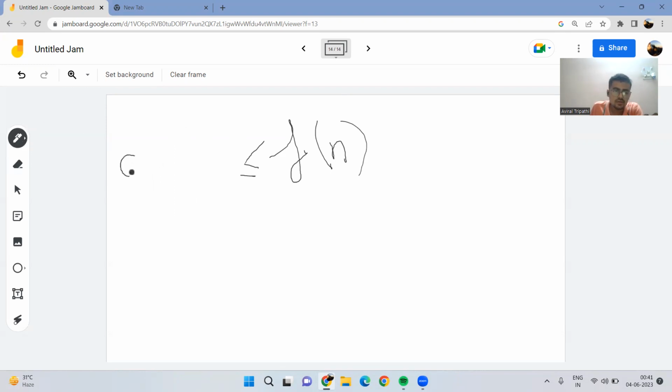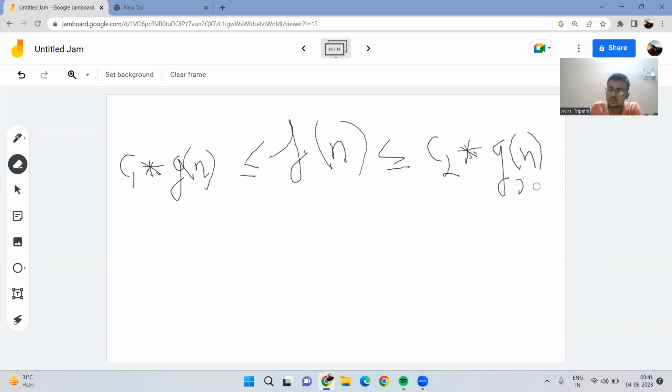It is somewhere between C1 g(n), and what is the upper bound? The upper bound is somewhere C2 g(n). This g(n) remains constant. The only things that change are these two constant values, C1 and C2.